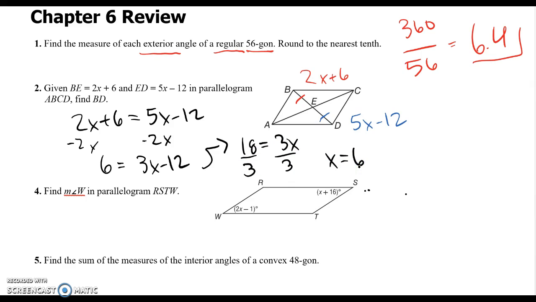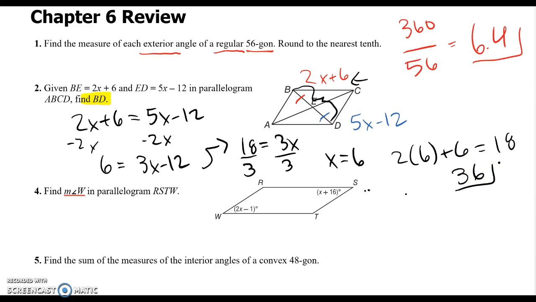But be careful, the problem didn't want x, it wanted BD. And BD is this whole thing right here. But if we just put it in one part, we know those two parts are equal, we can just do times 2. So I'm going to put it in this one. So 2 times 6 plus 6 is equal to 18. But that's just half. We've got to do times 2 to get the actual answer, and that's 36.